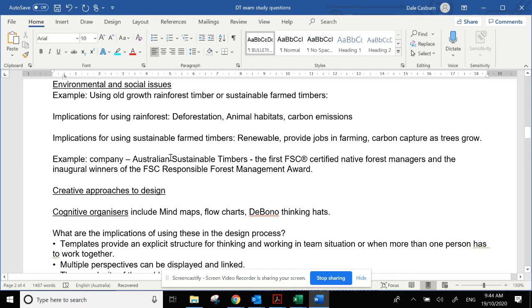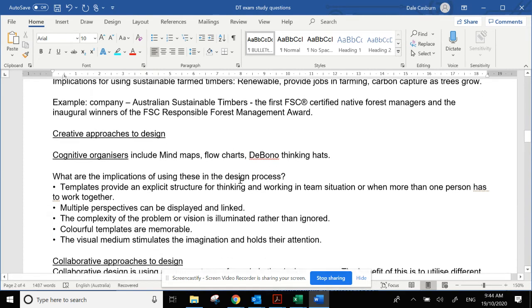A good example, the company Australian Sustainable Timbers are certified native forest managers and the inaugural winners of the Responsible Forest Management Award. So if you were looking for a really good example, if that did come up, that would be a good company to have a bit of a look at and think about.